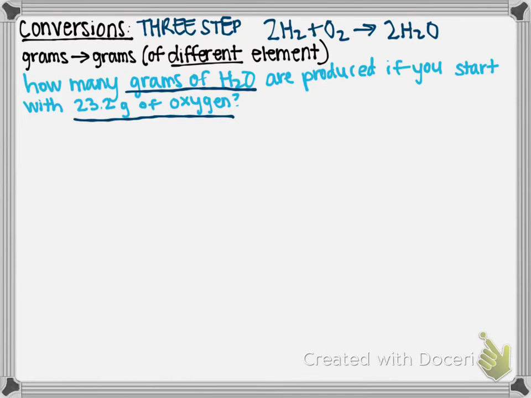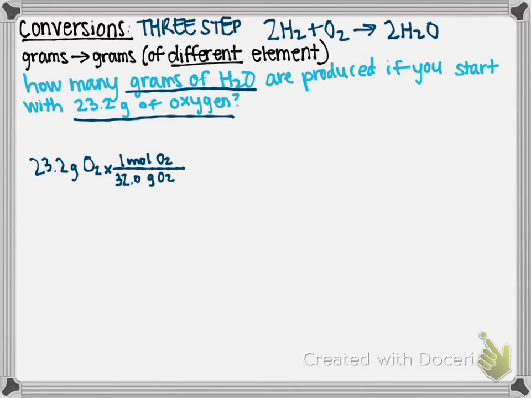So you start by writing what you're given. 23.2 grams oxygen. However, if you look up in your equation, oxygen is not just O, it's O2, so you have to have your O2. And we're trying to get grams of H2O. So first step is to convert it to moles. Match your units diagonal, so it's going to be grams O2. Grams is always to 1 mole of that substance. Oxygen is 16 grams, so O2 would be 32.0 grams.